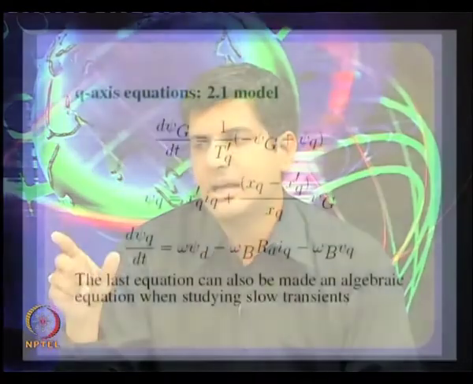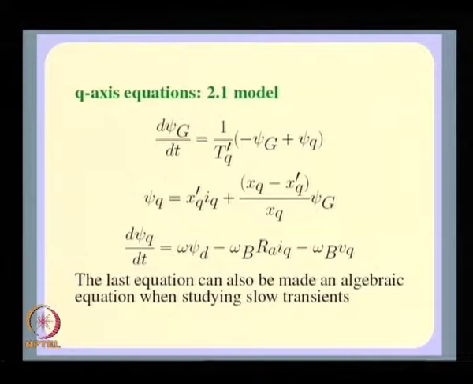So, what I will do is, I have programmed the program for the 2.2 model, but I will simply make the simplification x q double dash is equal to x q dash and effectively get the 2.1 model. Okay. So, I will just do that.